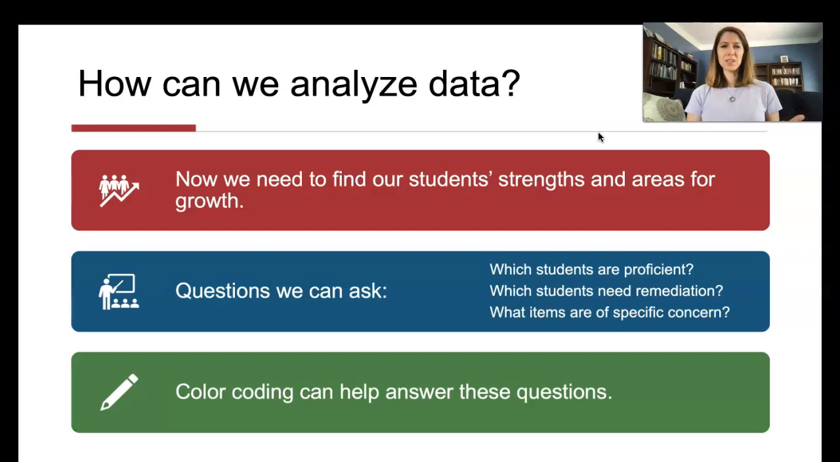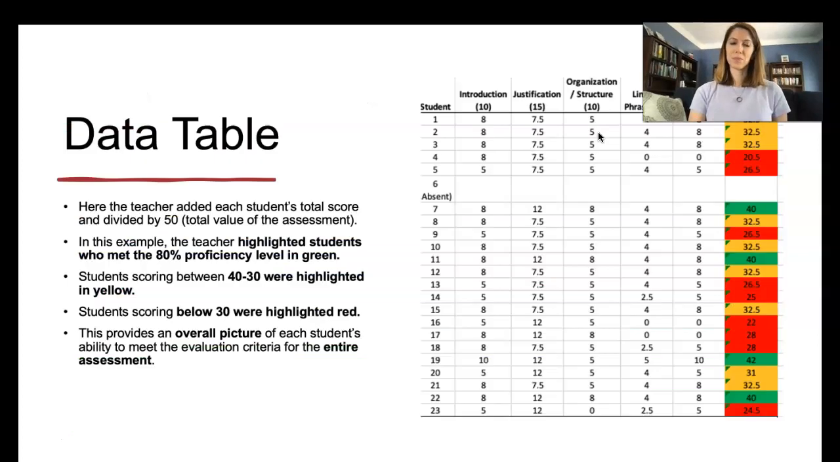Which students are proficient, which students need help, and we also want to think about which items were especially difficult for students. And by items, I mean those criteria that we looked at on the rubric, like the ability to write an introduction and to write a conclusion and to justify your points with reasons and so on. So a lot of the time, it's easiest to answer these questions by doing some color coding.